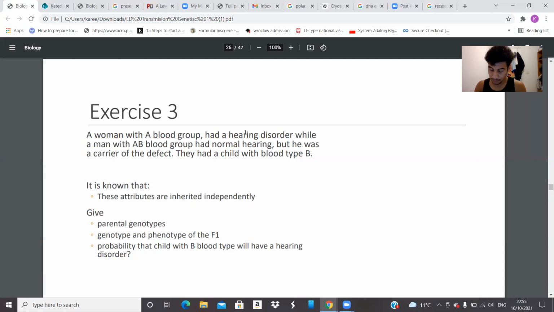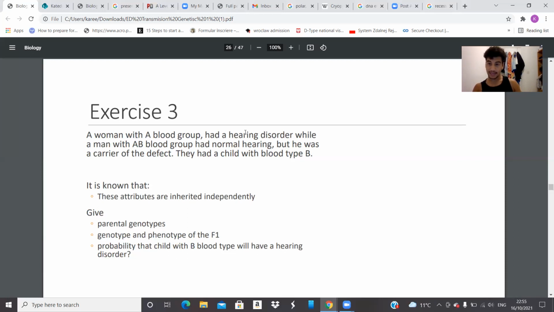So now we know the parental genotypes. To answer the first question, the genotype and phenotype of F1. F1 is a child. So his genotype would be BO, because we know his mother is AO and his father is AB, and he has blood type B, so he must be BO. And the phenotype is blood type B, which they've already given to us.